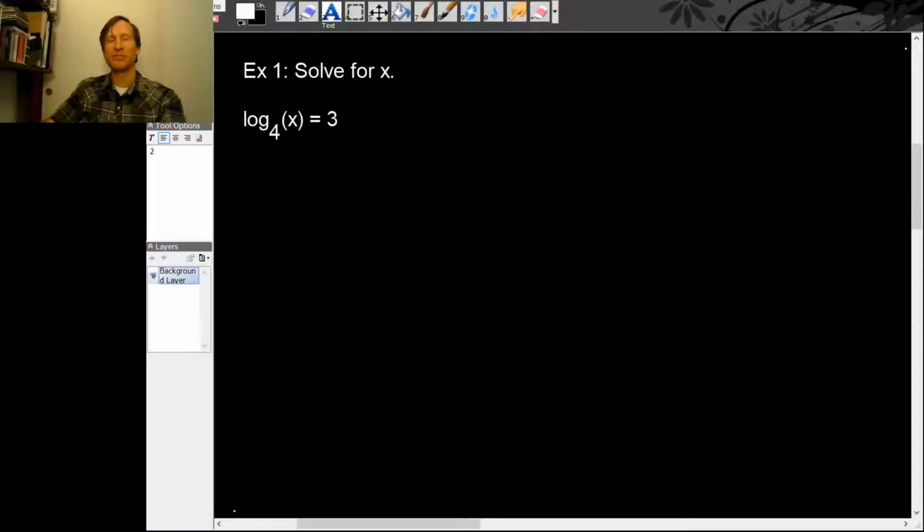Here are a few examples of solving equations that have logarithms in them. Since we used logarithms to solve equations with exponentials, you might not be surprised to find that we'll use exponentials to solve equations that have logarithms. So here's our first example, log base 4 of x equals 3.